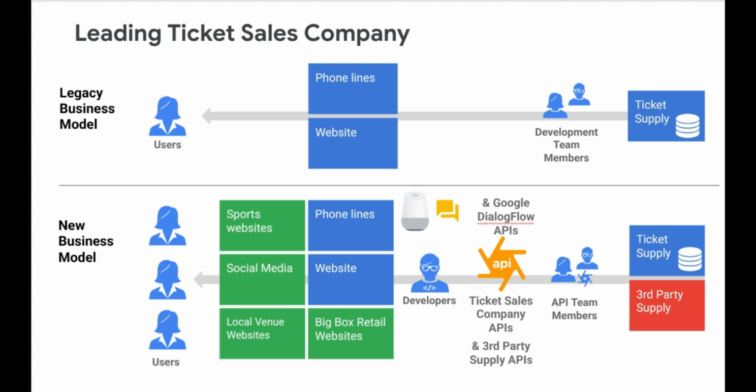But they quickly realized that the APIs were then also reusable for external sites. What was previously APIs for their website can become externally available APIs. Fans weren't just going to the ticket company's website, of course. They were browsing sport websites, talking about events on social media, browsing local venue websites, and looking for deals at big box retail stores.